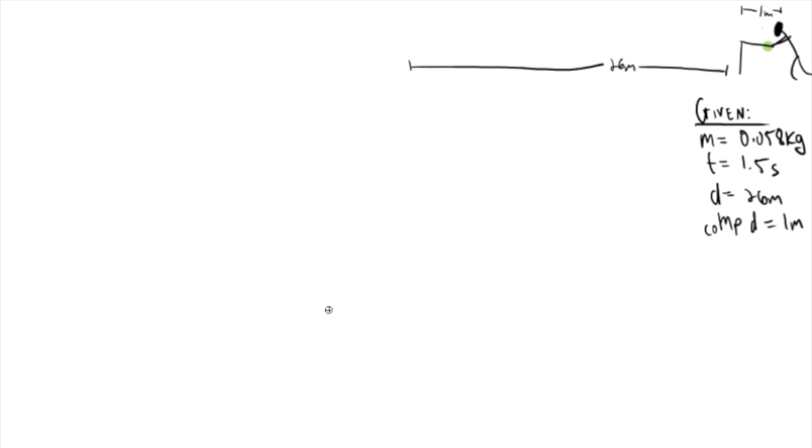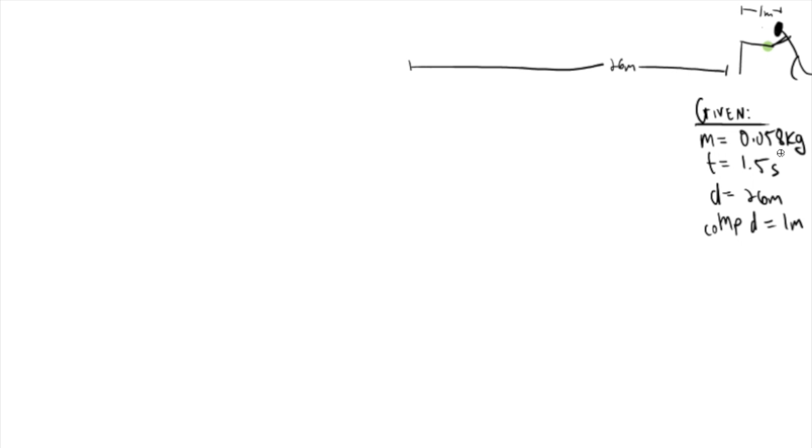Okay, as we just saw in the previous video, we have a guy with a slingshot firing a little tennis ball, pulling it back 1 meter, and he's firing it over the 26 meter distance. So what we want to find is the spring coefficient when he's pulling back that slingshot. There's a certain amount of data that we already know.